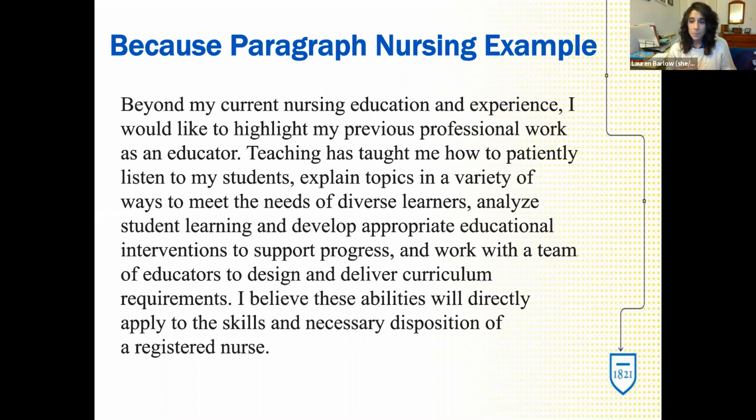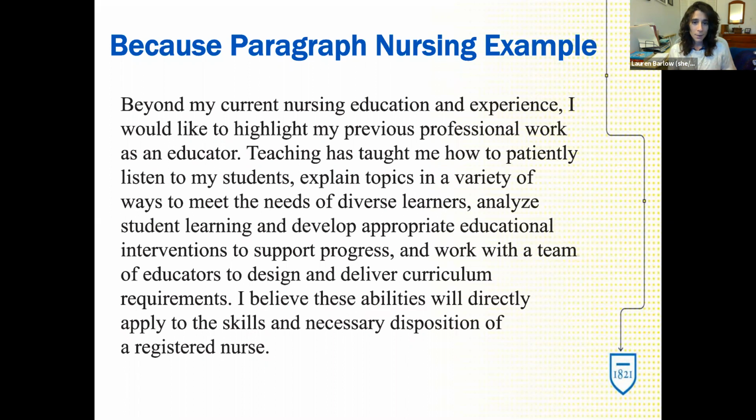So we are explaining the situation, task, action, result of generally what this person is bringing to the table as an educator. And we're explaining that the results are that they have given her or him the transferable skills needed and the necessary disposition to be successful as a nurse. So we're using our previous work experience as a way to support, again, explaining why you're qualified. These might be the toughest paragraphs to write because you are trying to synthesize your experience in a way that is appealing to the reader.